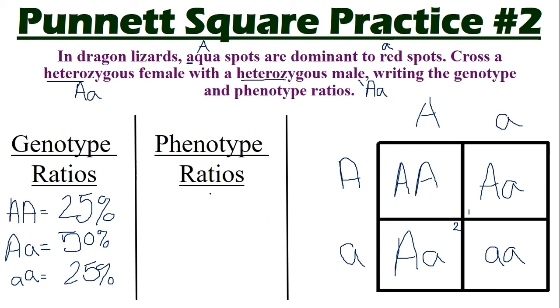The next one, the phenotype ratios. Your 2 phenotypes are equal, either aqua or red. So to have an aqua spotted dragon lizard, you have to have at least 1 capital letter in the genotype. So if we look in the Punnett square, how many boxes have at least 1 capital letter? Well, this box does. This box has a capital letter in it, and this box has a capital letter in it. That's 3 boxes. So 3 times 25 equals 75%.